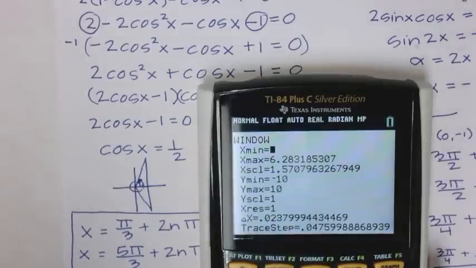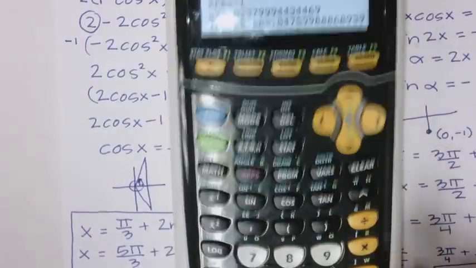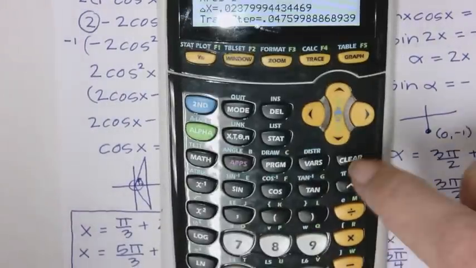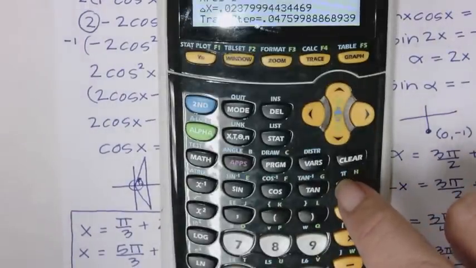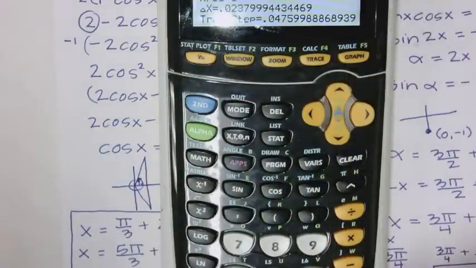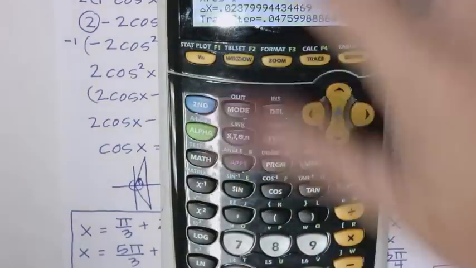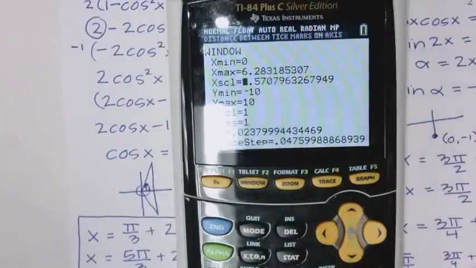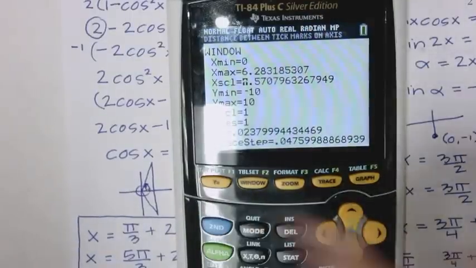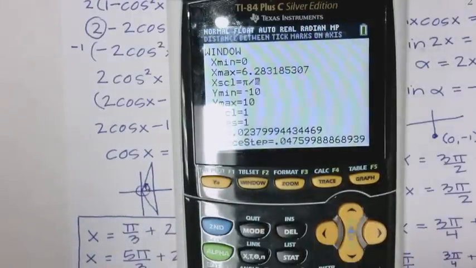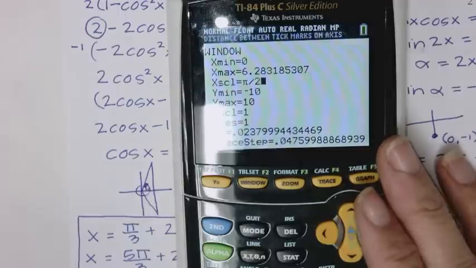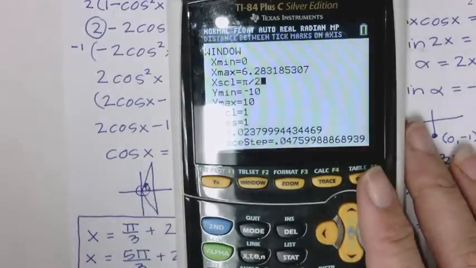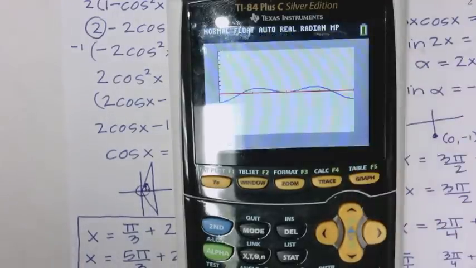For my window, I set the maximum, the furthest right, to 2 pi. You hit the number 2, and then over here the caret in blue is pi, so you hit second pi, and then enter. Then I'm going to scale, so each little tally mark on the graph is going to be scaled by pi divided by 2. And then I don't really care about the y's. So this is what my graph would look like.